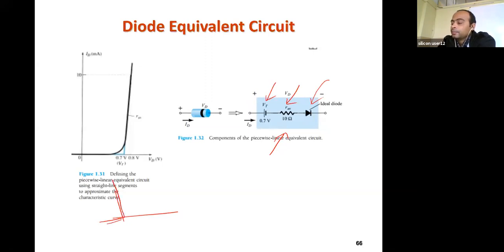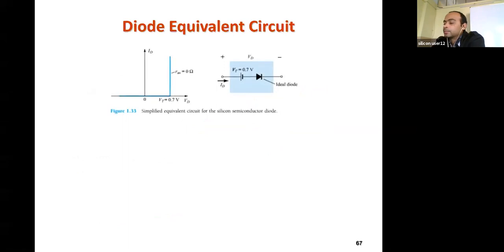Okay, so basically a diode is a combination of an ideal diode with a threshold voltage source Vt and an average resistance Rab. So these three things are associated with a diode. A practical diode is a combination of an ideal diode, an average resistance of value Rab, and a threshold voltage Vt.